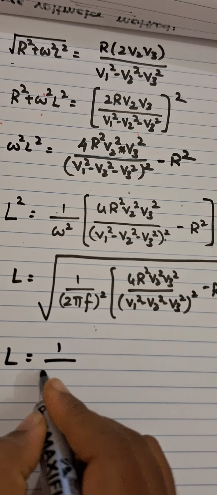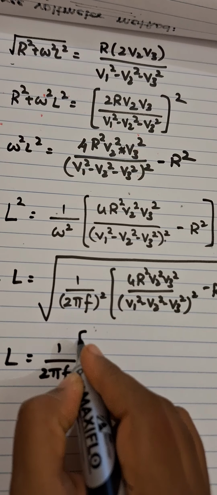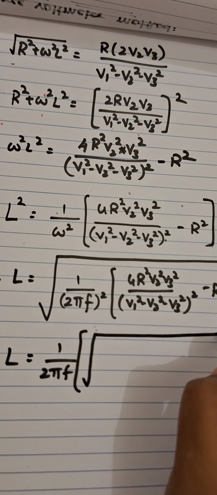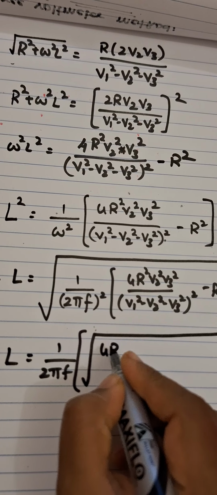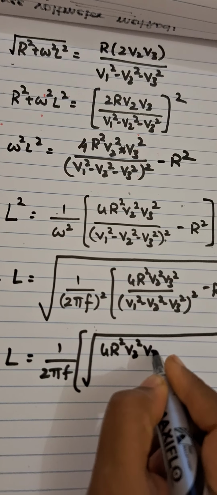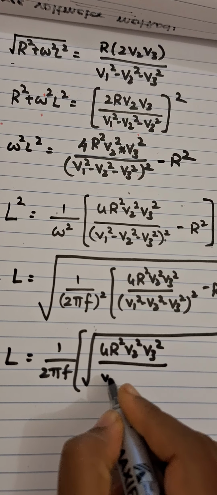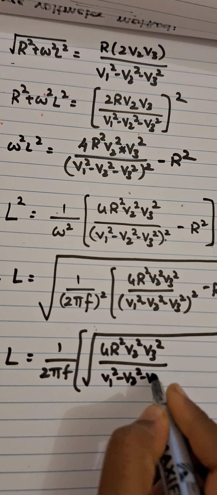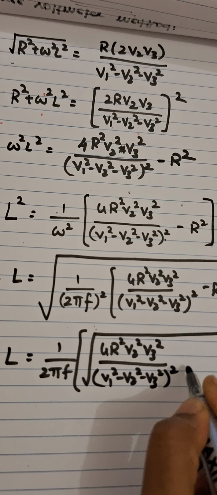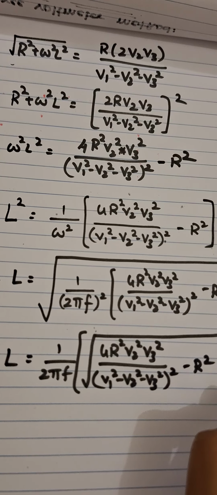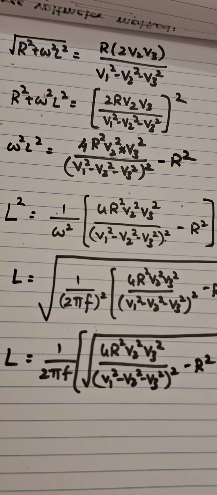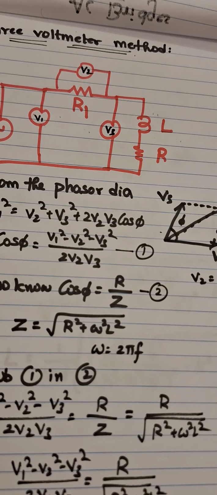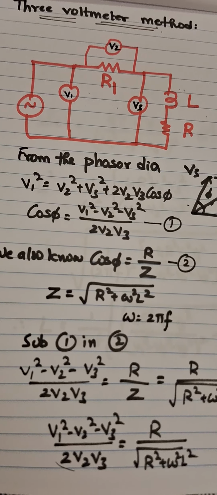Therefore, I can say L is equal to 1 by 2 pi f into the square root of 4R square V2 square V3 square by V1 square minus V2 square minus V3 square, whole square, minus R square. This is the inductor value. Clear? So this way we can find the inductor value in a circuit. So this is how we solved.